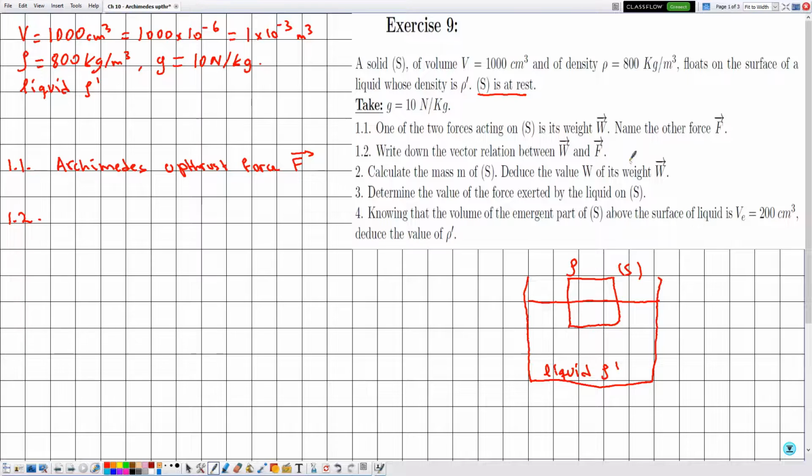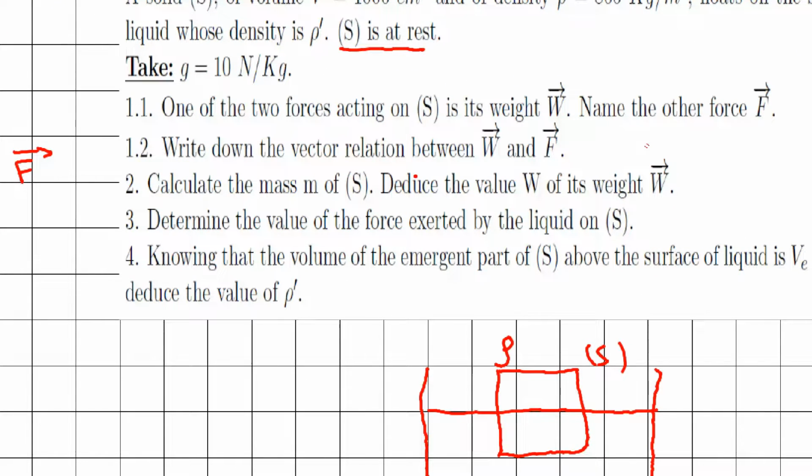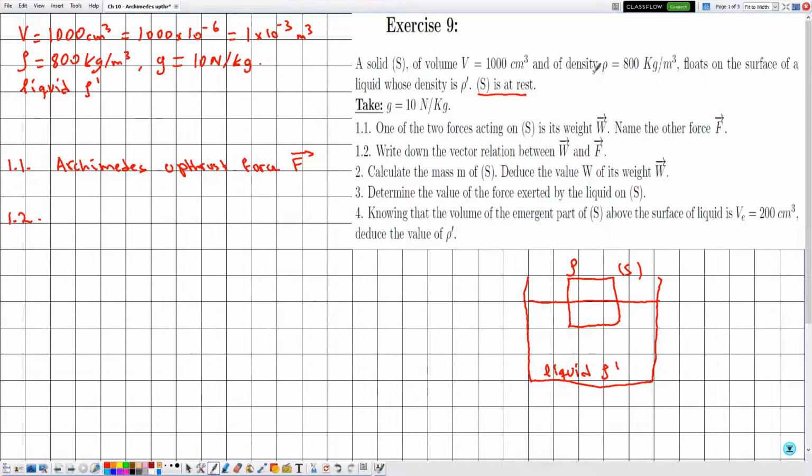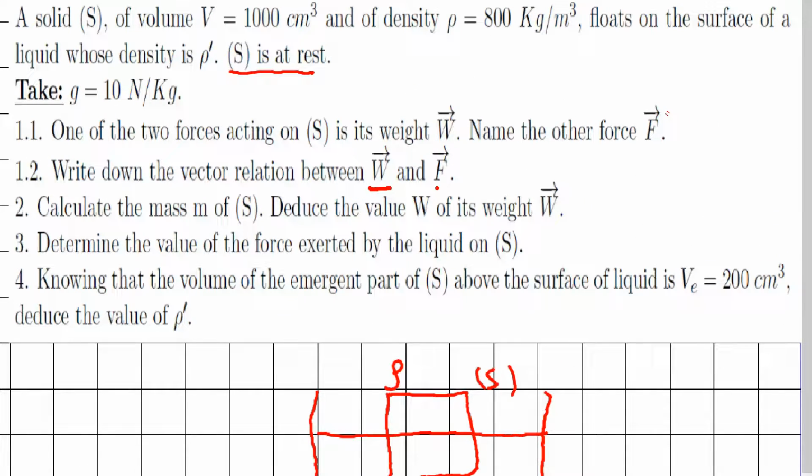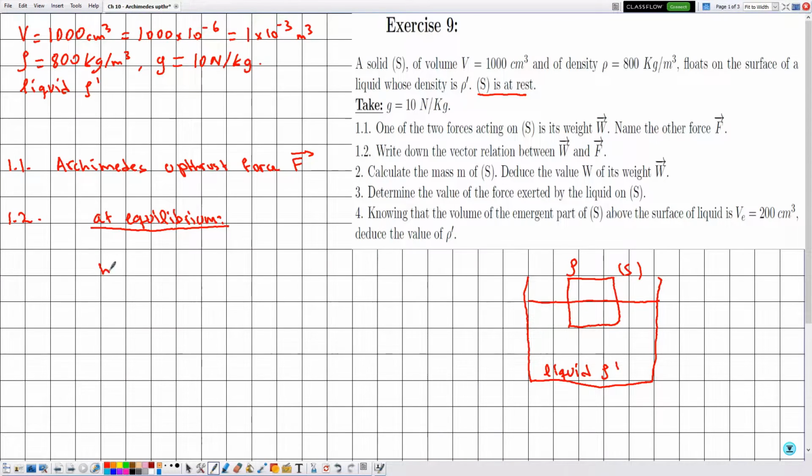Write down the vector relation between W and F. The relation means the equality. In other words, they are asking me about the condition of equilibrium. Here we can use the condition of equilibrium because S is at rest. Then let's write as a title: at equilibrium. Then how do we apply this condition? Always on the left we write the sum of forces acting on the solid S, and they are the weight W and Archimedes upthrust force F. So W vector plus F vector is equal to the zero vector corresponding to equilibrium.